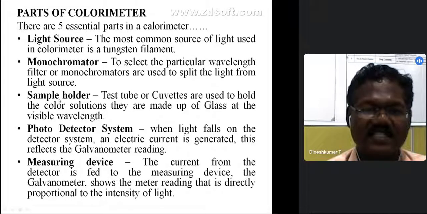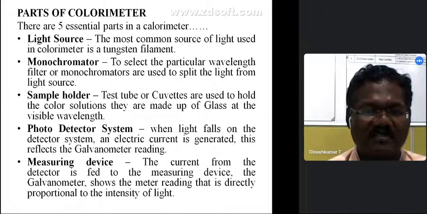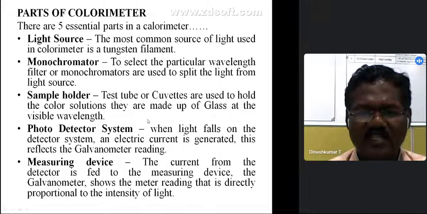And the third one is a sample holder. Sample holder means the sample will be taken in a cuvette or test tube or some other container. So test tubes or cuvettes are used to hold the colored solution. They are made of glass for the visible wavelength. So normally the test tube or cuvette should be of glass type only. Don't use plastic types.